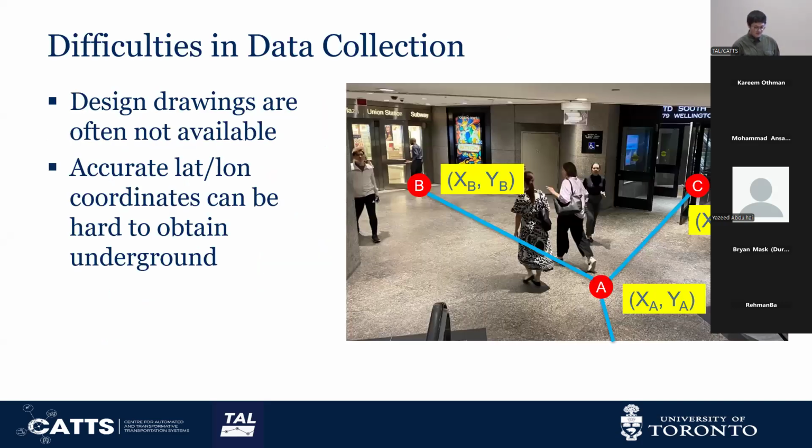So now we move on to data collection. This is actually quite a big challenge within this project because different sections of the PATH are managed by the property owners of the building under which the PATH runs through. So as a result, the design drawings are often not available due to privacy reasons. And accurate latitude and longitude coordinate readings can be very hard to obtain because the PATH is mostly underground.